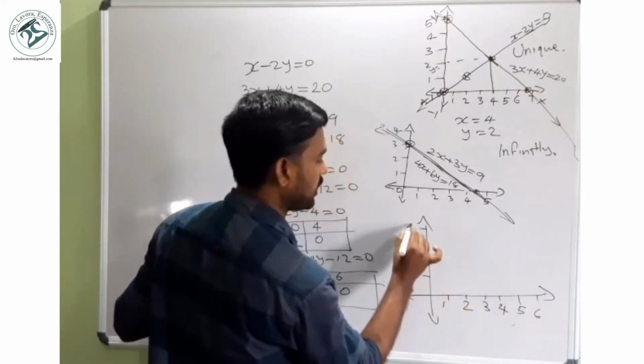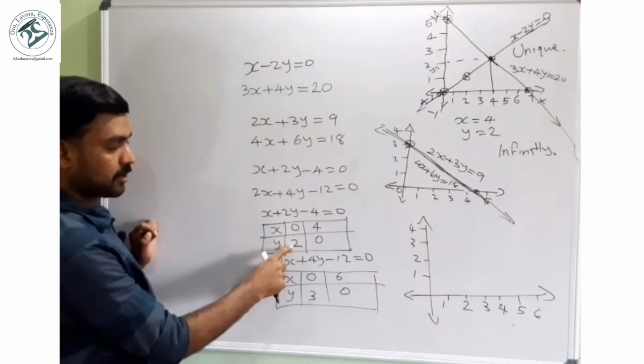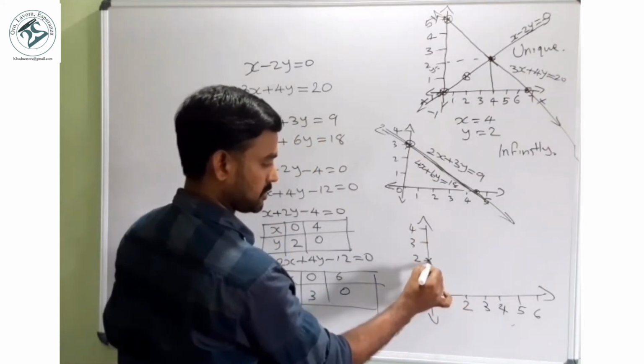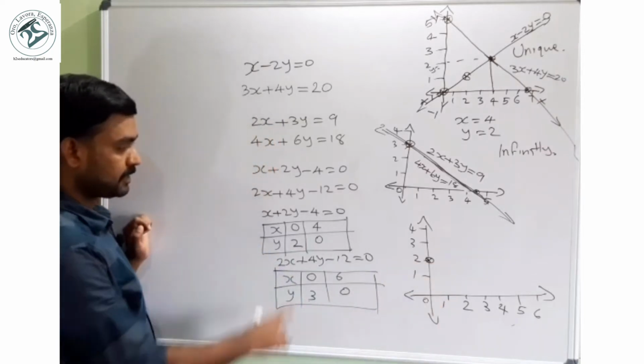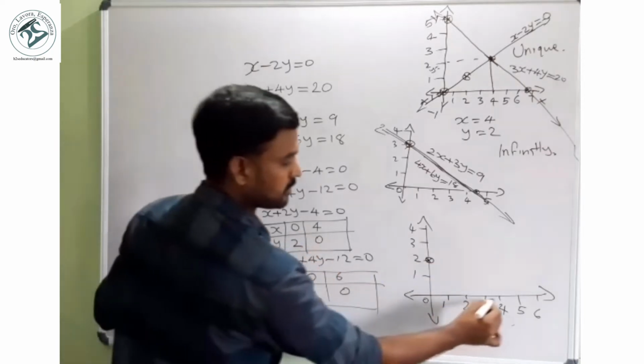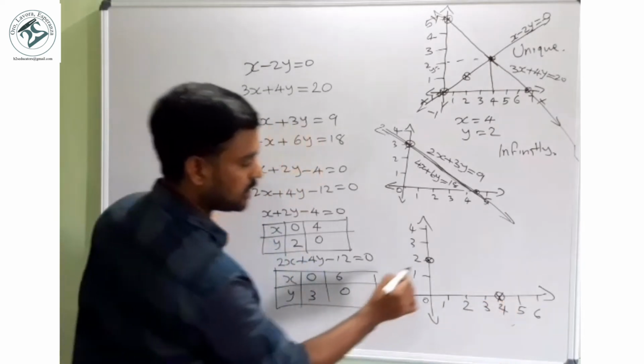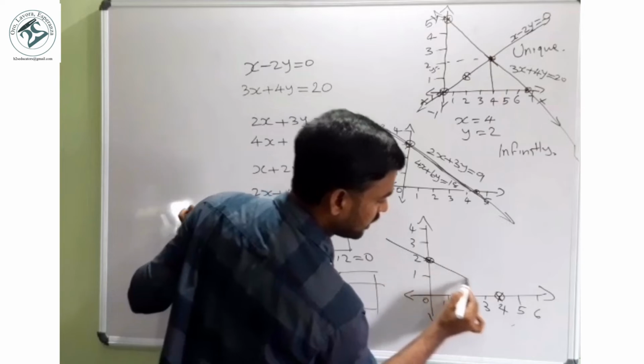So 1, 2, 3, 4, 5, 6. 1, 2, 3, 4. The first point is 0, 2. 0 is the x value. Here is 0. 2 means here it is. So this is the first point. Here 4, 0. The first value 4. 0 means not going upward or downward. So this is the second point. By joining these 2 points, we can draw the line.